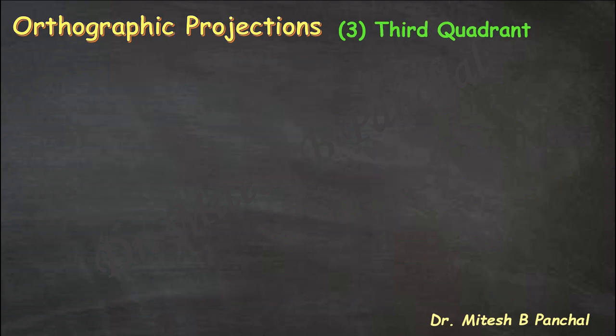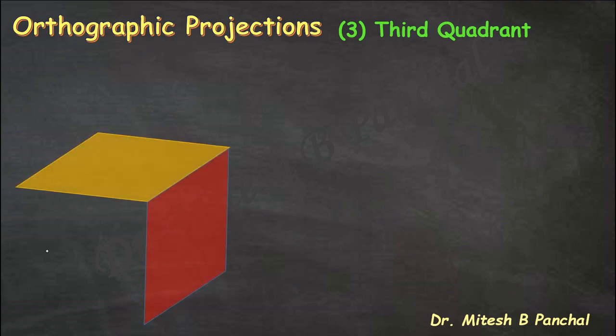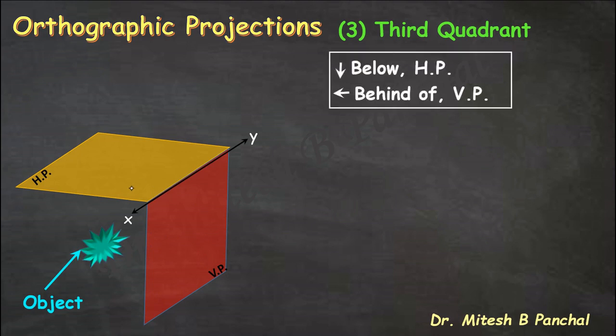Next we will see the third quadrant. So third quadrant is nothing but the left bottom corner. Okay, here HP and VP are there. Intersection is the XY line. Object is in third quadrant. In this particular region, the position of the object with respect to HP and VP is that it is below HP and behind VP. Right? Again, viewing direction for front view.